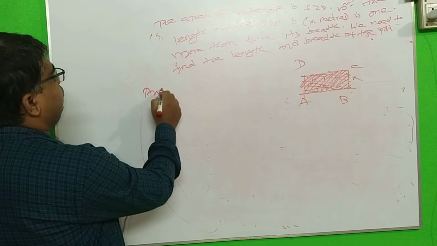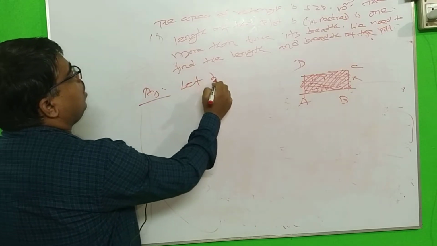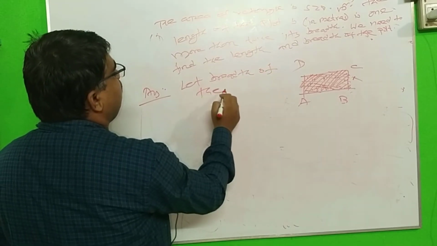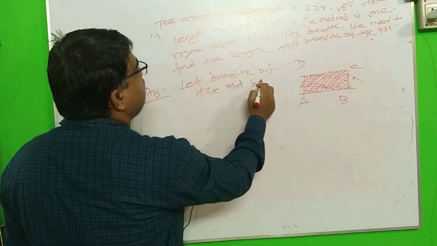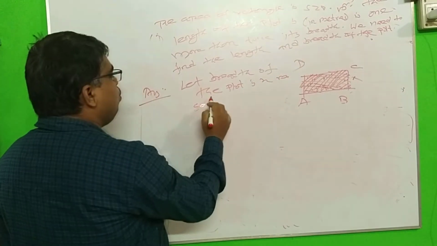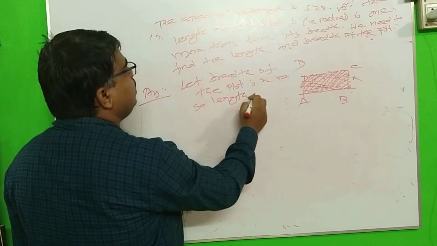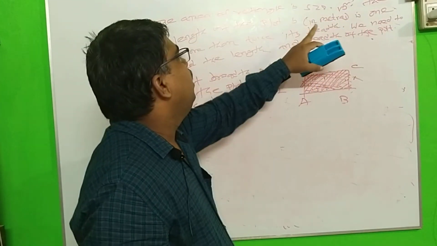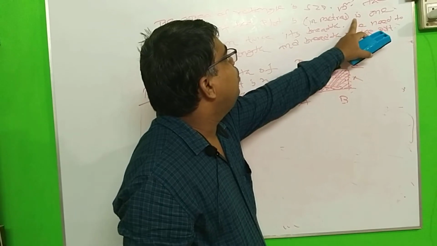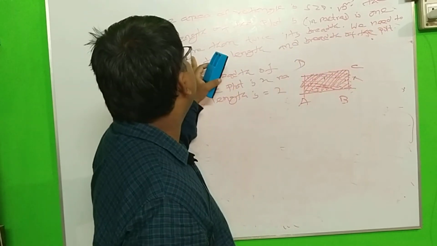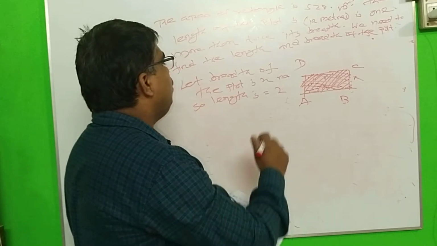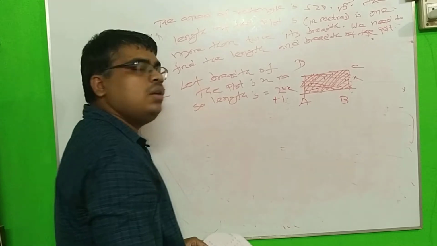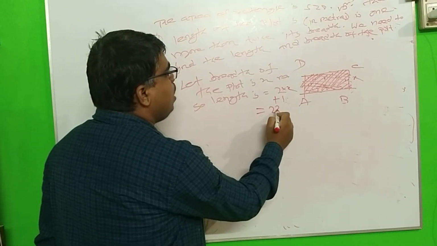Answer: let the breadth of the plot be x meter. So what is the length? Length is one more than twice its breadth. Twice the breadth, more than 1, that is 2x plus 1 meter.